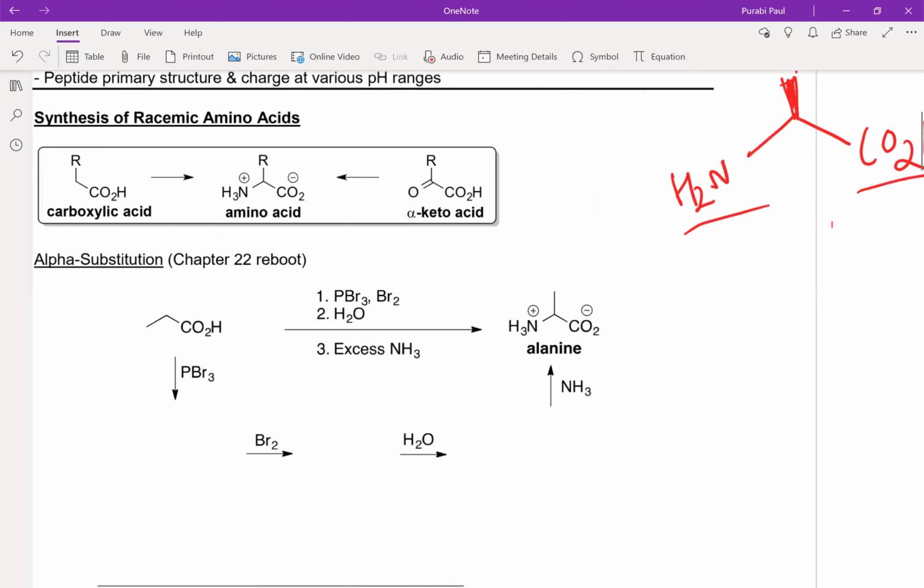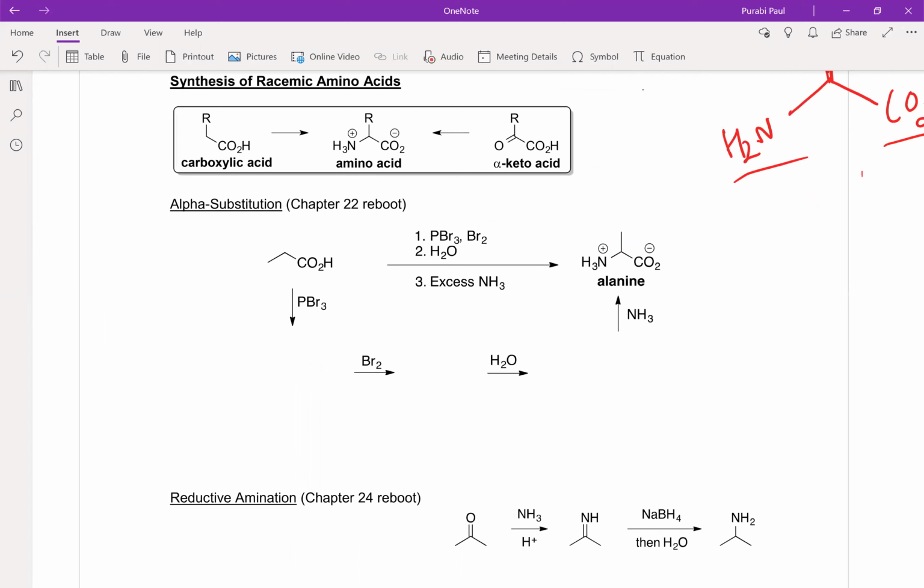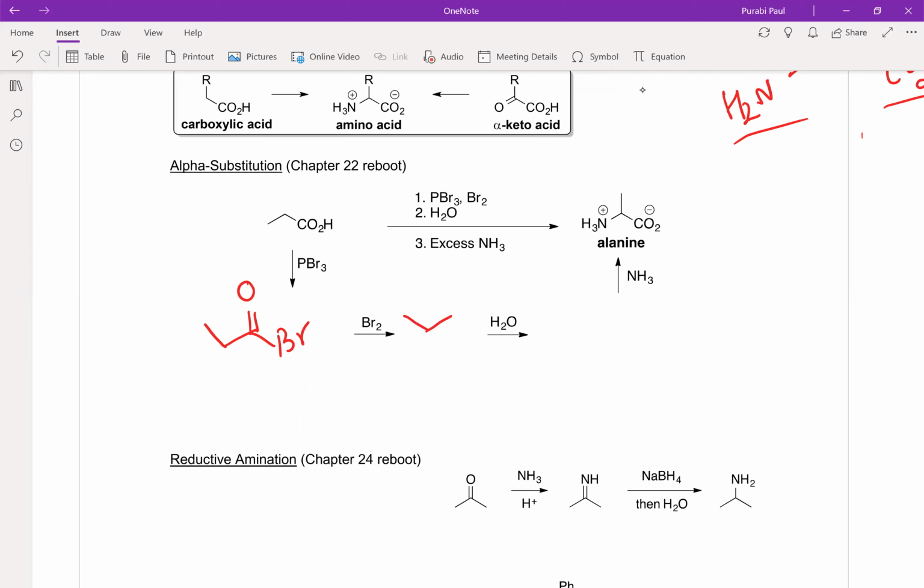One of the methods of making them is what we call alpha substitution. You might have seen it before. If you treat a carboxylic acid with PBr3, what you get is this acyl bromide. Now, if you treat the acyl bromide with Br2, this might look familiar, you do an alpha bromination. So you add the Br group on the alpha carbon. And remember, this is one of the first things you learned this quarter. So you do an alpha bromination.